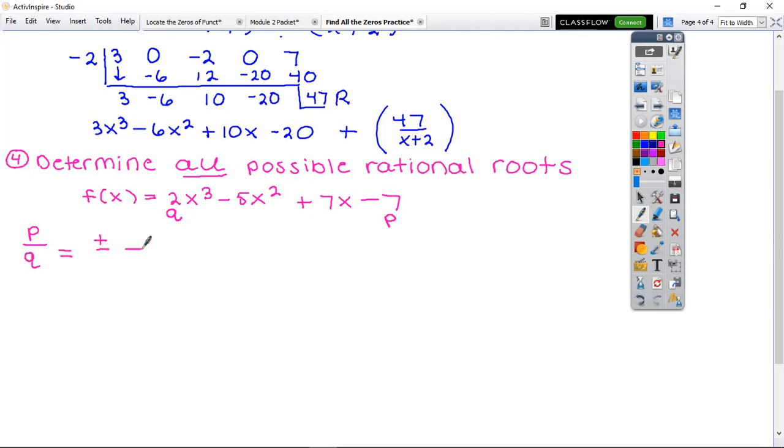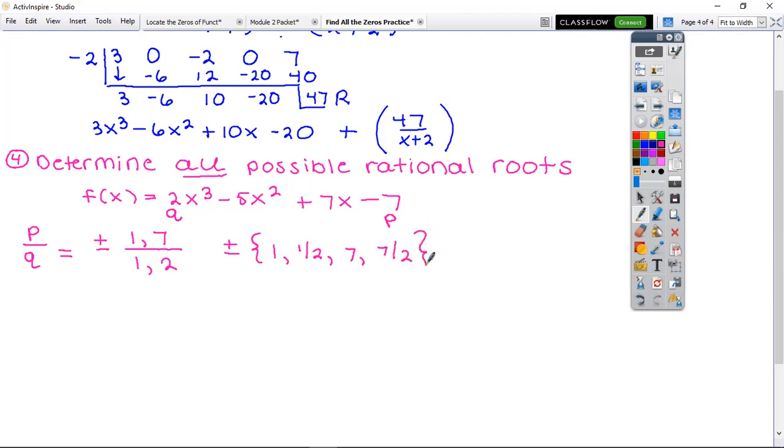Okay. What are the factors of 7? 1 and 7. Nice and easy. Good. And then the factors of 2 are 1 and 2. So my possible rational roots, you're going to pair them all together. So 1 over 1 is just 1. And then 1 over 2. And then 7 over 1. And then 7 over 2.